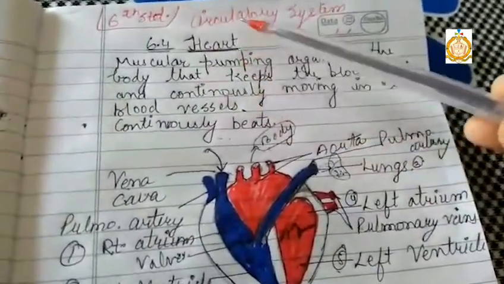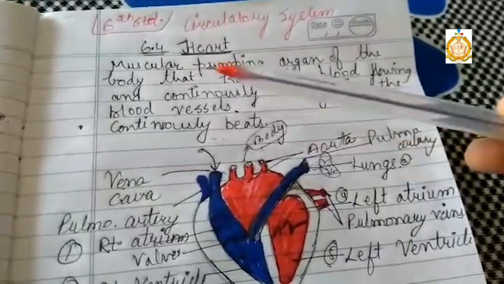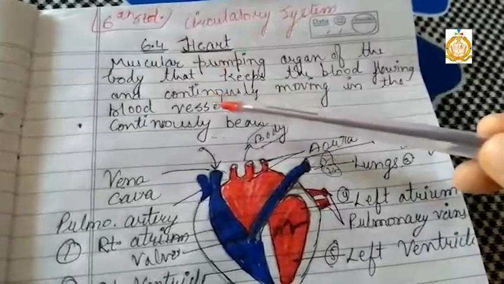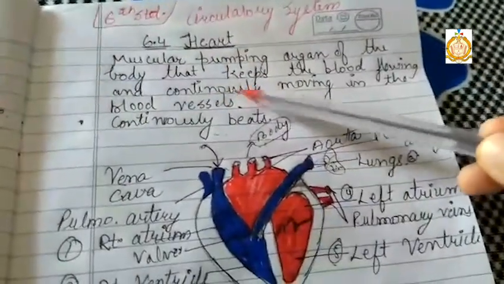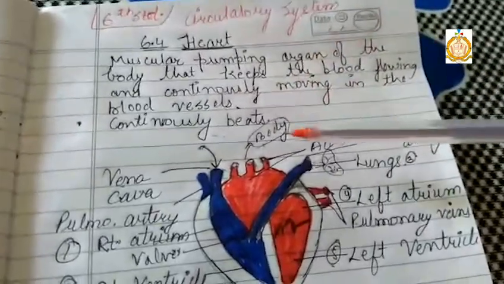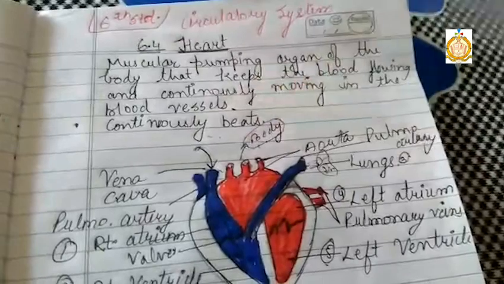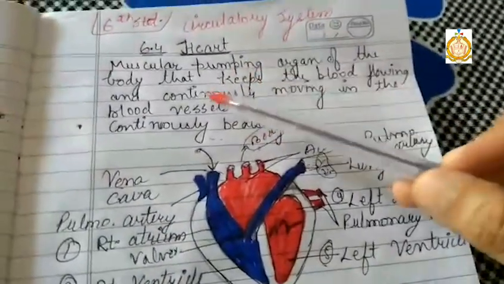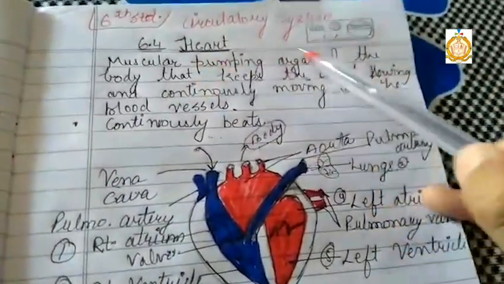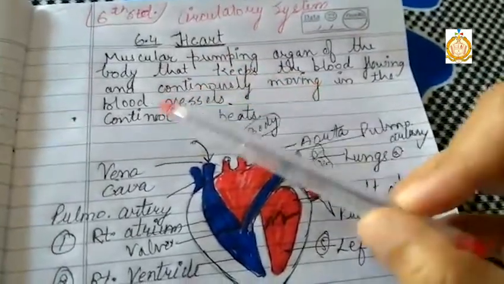So what does the heart do? The heart is a pumping organ. It continuously beats and circulates blood into the blood vessels. It continuously keeps the blood flowing through it. So what is the heart? The heart is a muscular pumping organ of the body that keeps the blood flowing and continuously moving in the blood vessels.